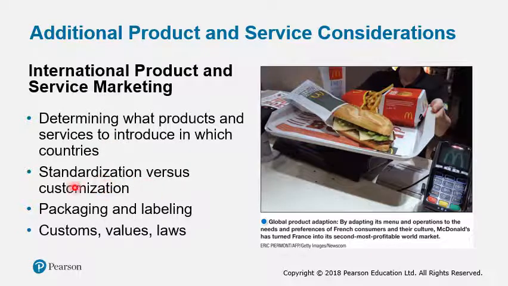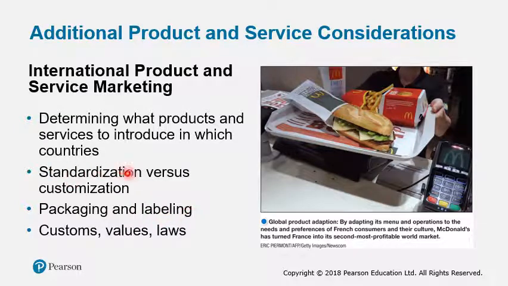And then standardization versus customization. This is especially related to products that require customization or specific modification for different locations or different cultures. For example, you will see IKEA products. They make all their products standardized, but with customized labels. They make a standardized product, but the packaging and labeling could be in many languages.